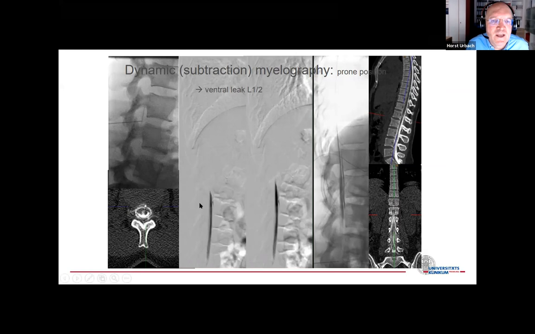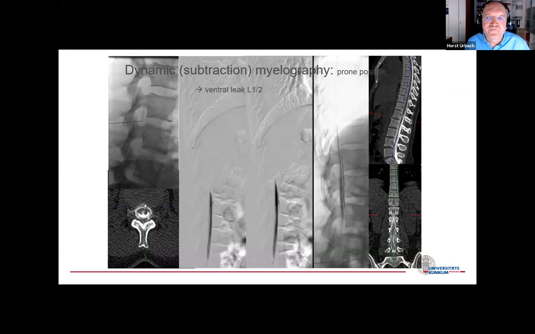That is 1 second later, and you already are not sure about the right position of the leak. And that is, let's say, 15, 20 seconds later, where you have a long extrathecal collection, and you are not sure where is exactly the leak. So it's really important to have the exact location of the ventral dural tear.